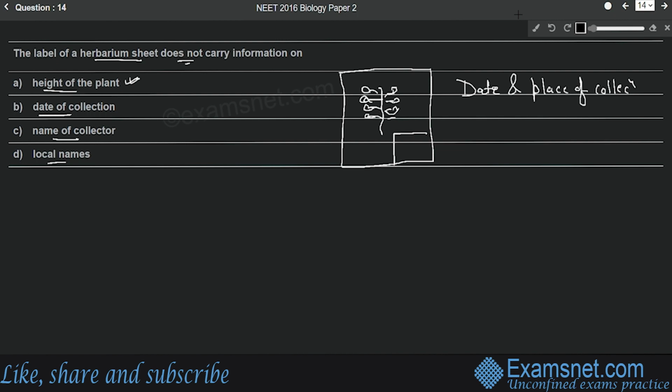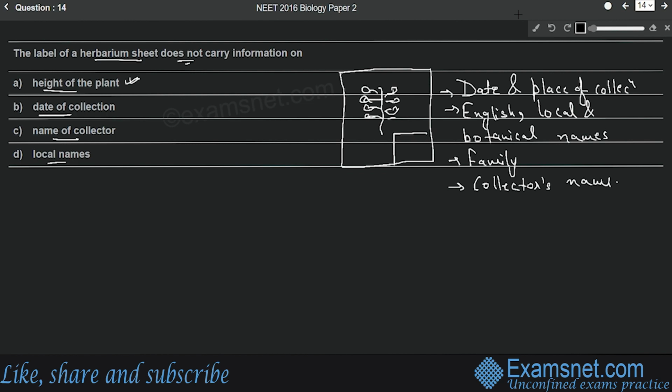then the names of the plant in English, local names and botanical names, the botanical names of that plant species, then the family of the plant, the family to which it belongs, the name of the collector, the person who has collected that sample, etc. But it does not carry information on the height of the plant. So option A will be the correct answer.